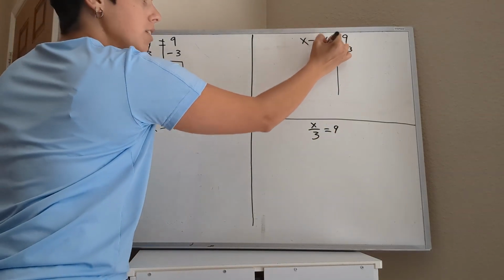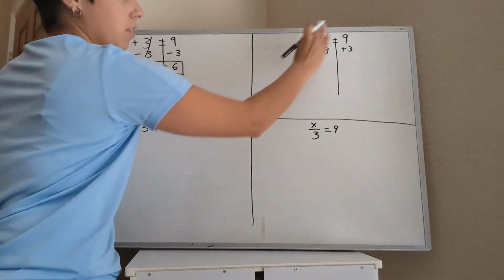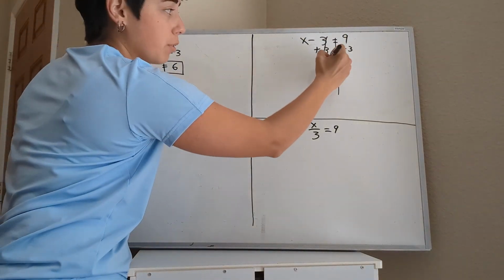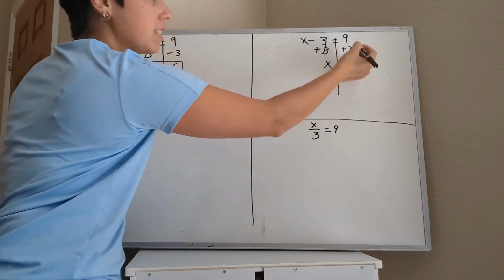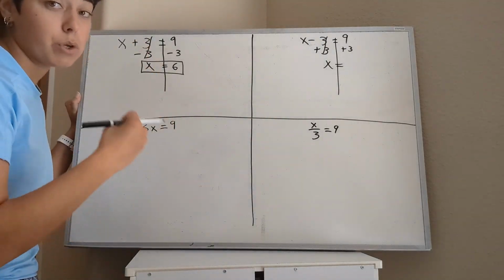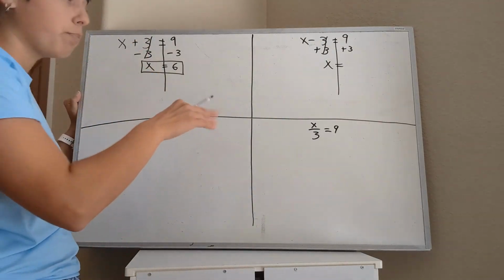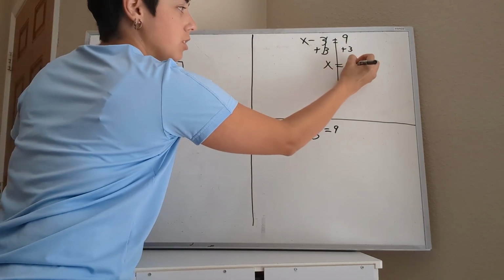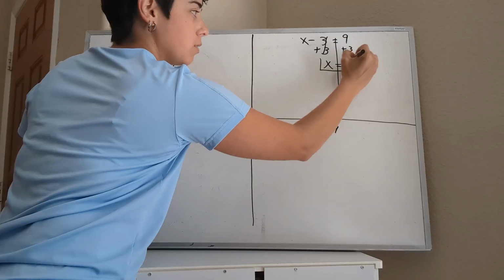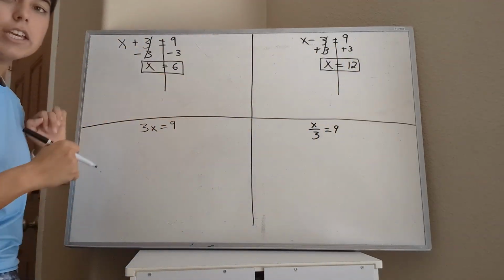Again, negative 3 and positive 3, they're gone. They make a 0. So I'm left with just that x that I can bring down. On this side, now I have to take the 9 that was originally there and add the 3 that I just put. 9 plus 3 gets us 12, so x is equal to 12. These are the easier ones.